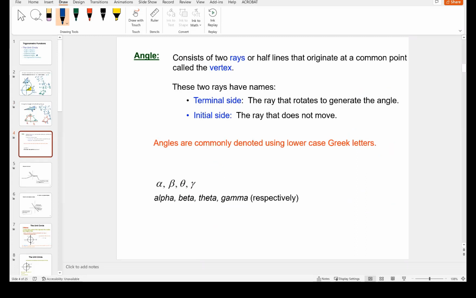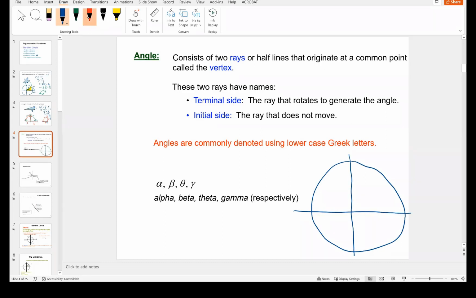I just want to get through some more definitions. So an angle consists of two rays or half lines. A ray starts somewhere and continues indefinitely in one direction that originate at a common point called the vertex. These two rays, so for example, if I were to talk about my unit circle again, and I drew, I'm going to start here at what I'll call the origin, and that's a ray. And you can even say where I started from was a ray. There's my two rays.